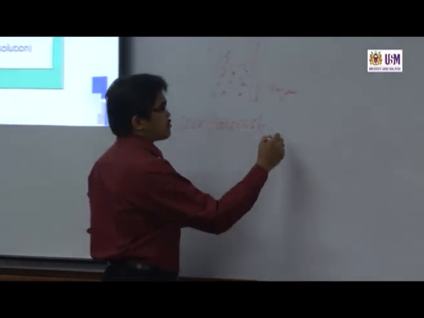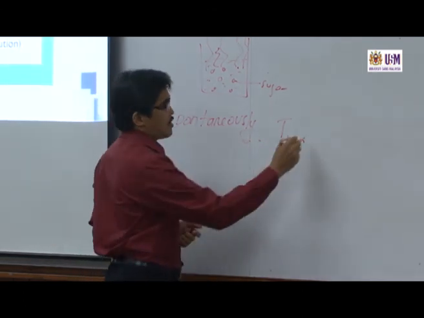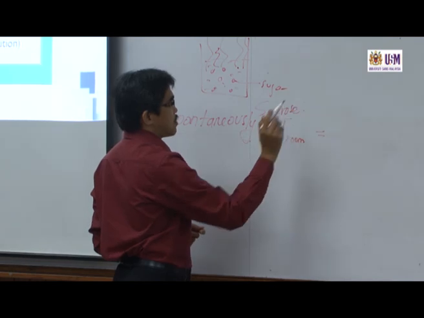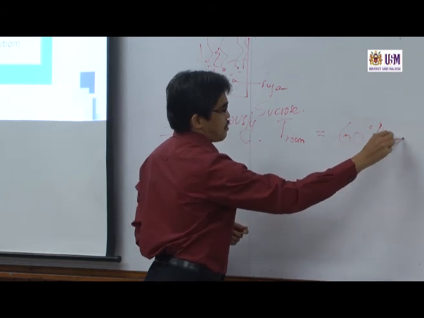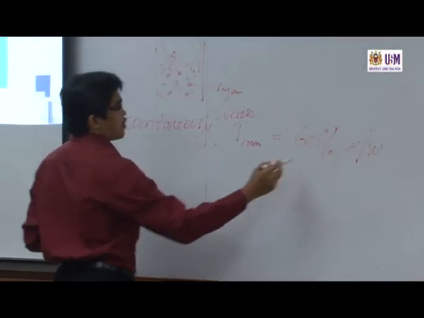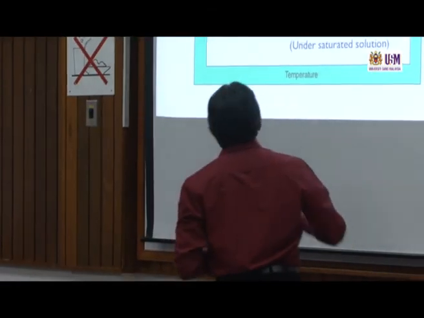For example, sucrose. Sucrose in water at room temperature would have a solubility of, let's just say, because I don't remember the actual figure, at room temperature, whatever the room temperature is, for sucrose, the solubility is, say, 60% weight per weight. That is the CS. Yeah, let's say here.